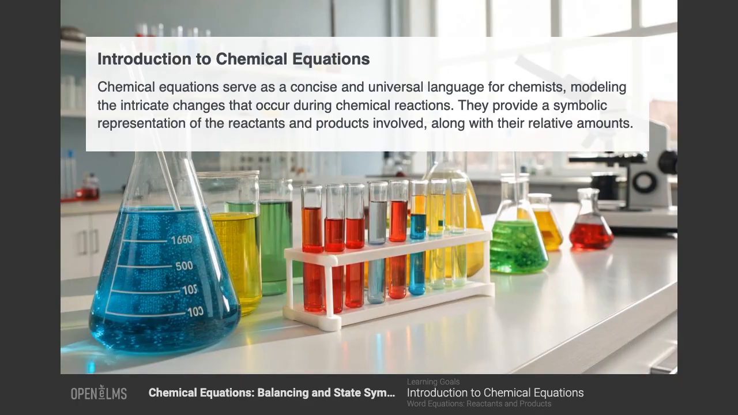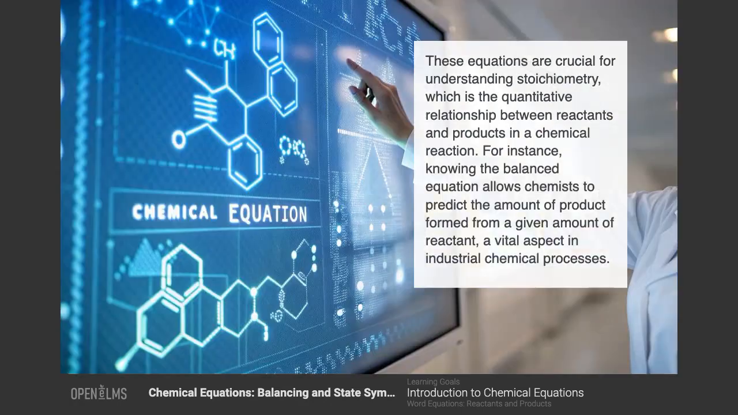Introduction to Chemical Equations. Chemical equations serve as a concise and universal language for chemists, modeling the intricate changes that occur during chemical reactions. They provide a symbolic representation of the reactants and products involved, along with their relative amounts. These equations are crucial for understanding stoichiometry, which is the quantitative relationship between reactants and products in a chemical reaction. For instance, knowing the balanced equation allows chemists to predict the amount of product formed from a given amount of reactant, a vital aspect in industrial chemical processes.